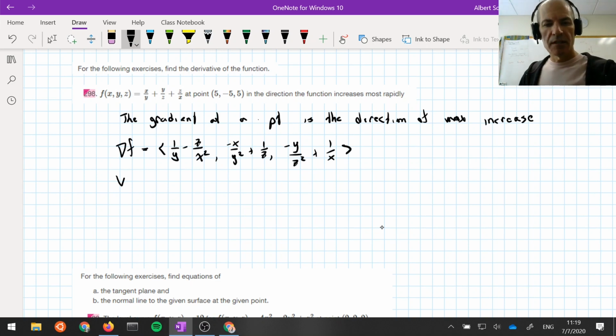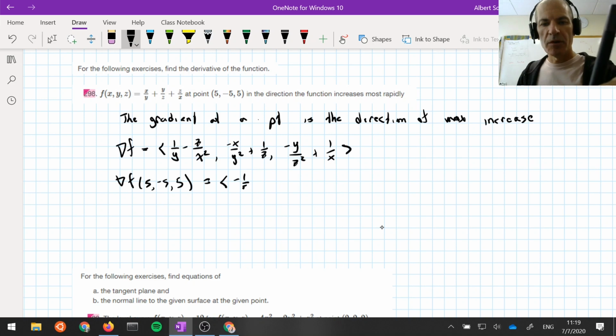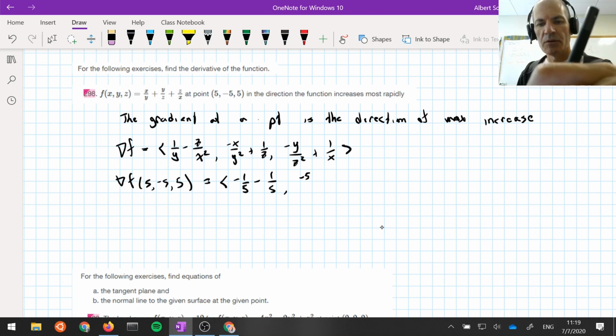We are interested in the gradient at the point (5, -5, 5). Carefully evaluating, we have y is negative 5, so we have negative 1/5 minus z over x squared, so that's 5 over 5 squared, so that's 1/5. In the second coordinate, we have negative 5 over 5 squared. So that's negative 1/5.